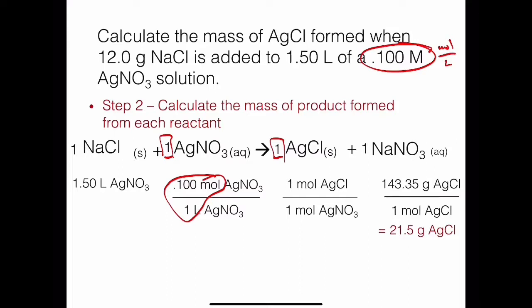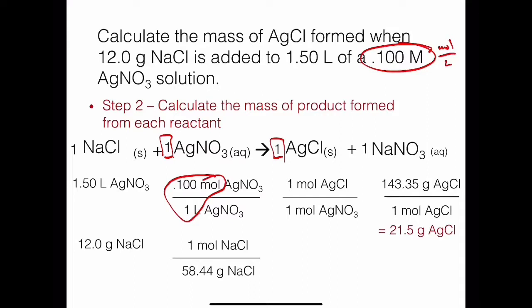We can't stop here because we don't know if our other reactant is limiting or not. So we have to use the information given from the other reactant to be able to determine how much silver chloride is formed from that specific reactant. So this time, we're going to start with 12.0 grams of sodium chloride. We're going to go through the same process, except this time we need to use the molar mass of sodium chloride to be able to convert to moles. Molar mass of sodium chloride, as we saw in a previous example, was 58.44 grams per mole.